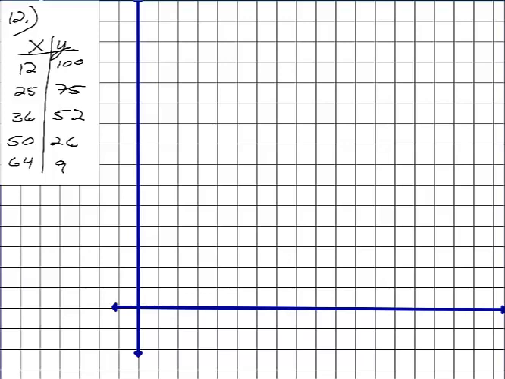For my x, what do you think I should count by? I have to go from 12 to 64. So what do you think I should count by? Tens would probably work. I think I can do this. Let me see if I have it. Yeah, I have enough room, I think, to count by fives.